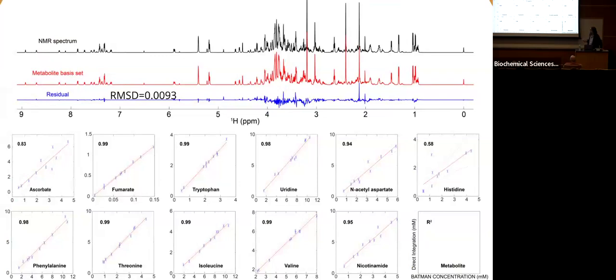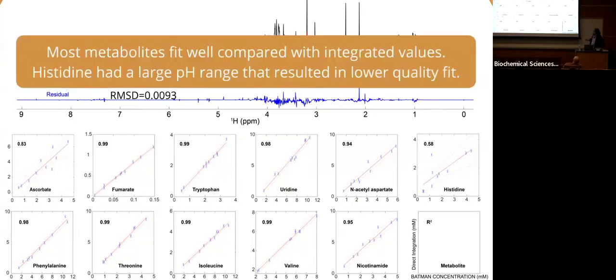Here are the molecules, but you can see the fits more clearly right now. So I'm showing on the vertical axis the direct integration of the mixture spectrum, and on the horizontal axis, the Batman-derived concentration. So we're fitting that also to DSS in every sample to get a quantitative measure. So these numbers here are in millimolar. So it's a quantitative fit to the data. Okay, so most metabolites fit well. Histidine had a large pH range and had a lower quality fit.